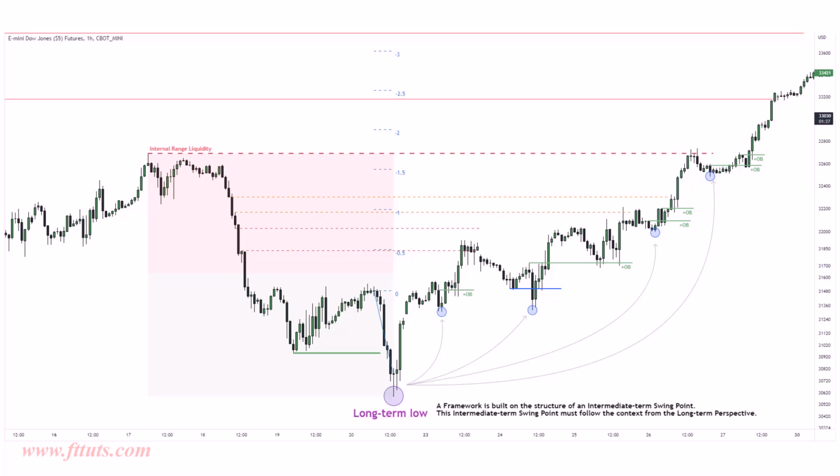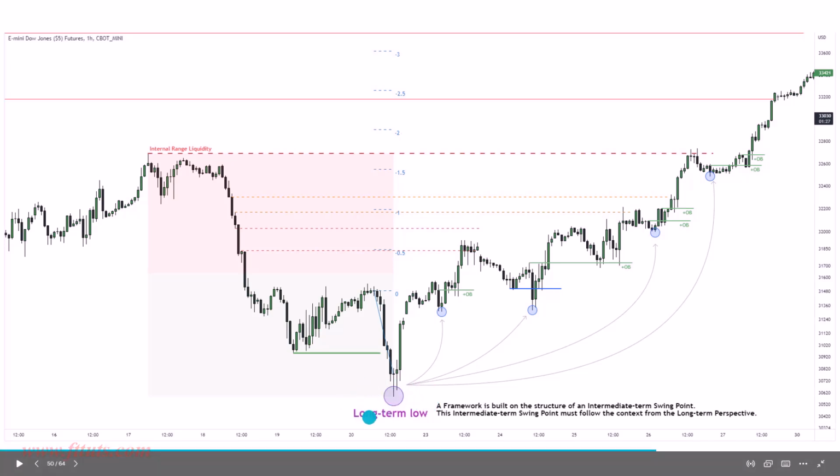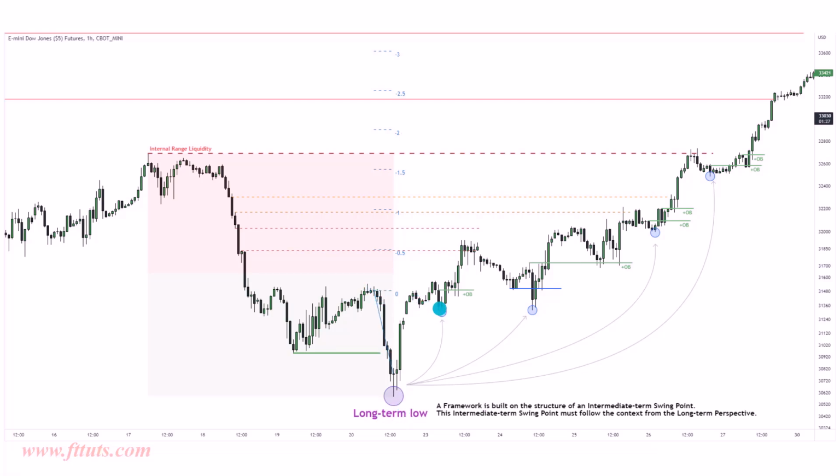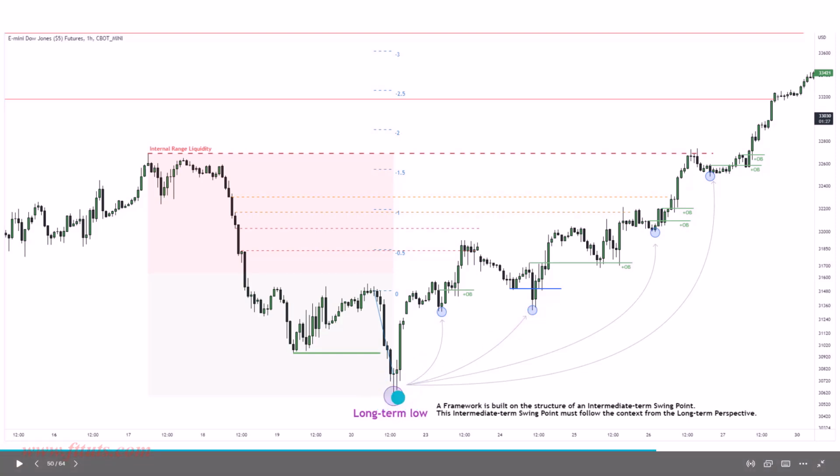This intermediate term swing point must follow the context from the long-term perspective. So you're not trading based off intermediate term swing highs, because those highs are expected to break due to the context and narrative of this long-term low. However, if you have a long-term low, significant market structure break, if price does form an intermediate term low, we're going to expect those things to hold, because it's following the context from the long-term perspective. And that's why we always start from the long-term perspective.